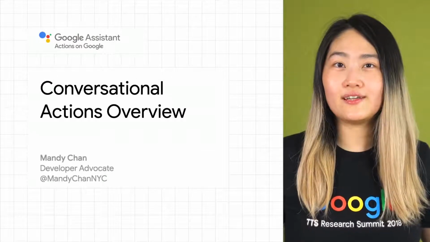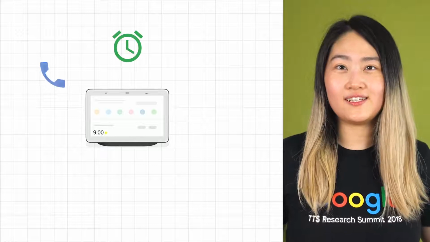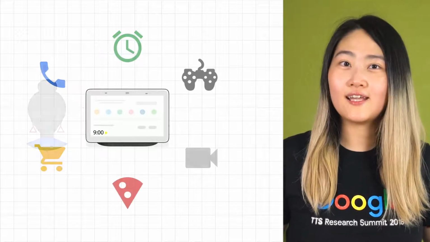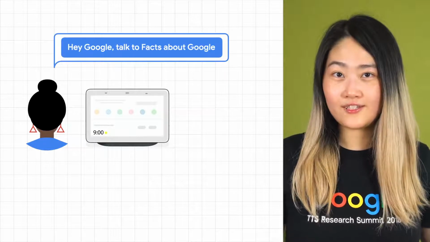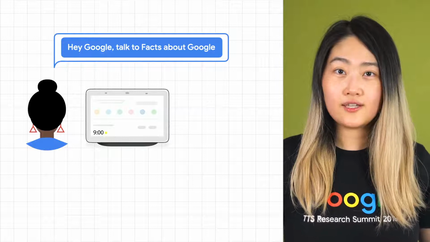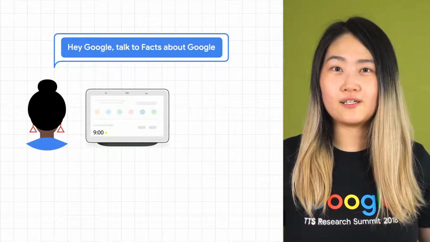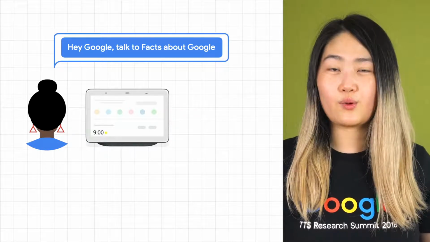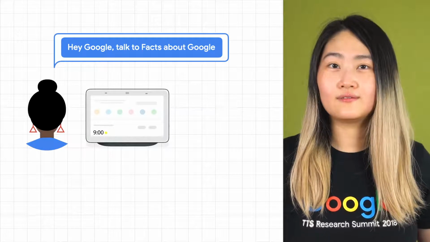Are you looking to extend the functionality of Google Assistant and add unique user journeys to help users get things done? If your answer is yes, then consider building a conversational action. Conversational actions briefly take over the Assistant user experience to fulfill user requests with a conversation.